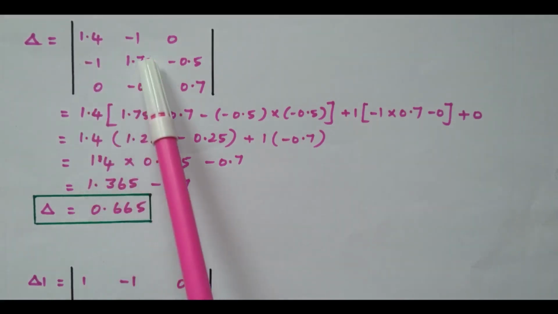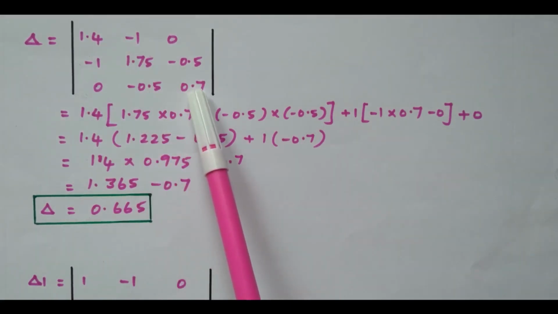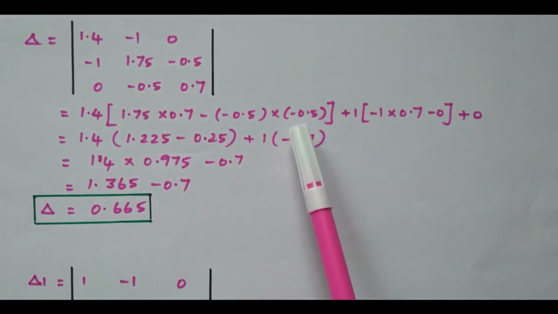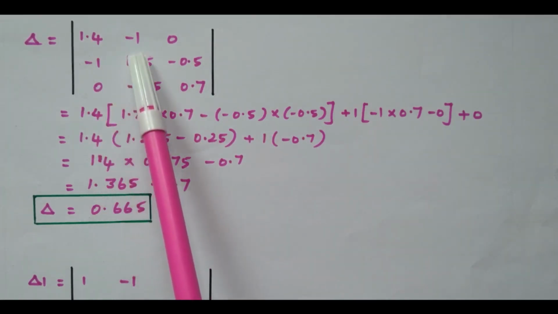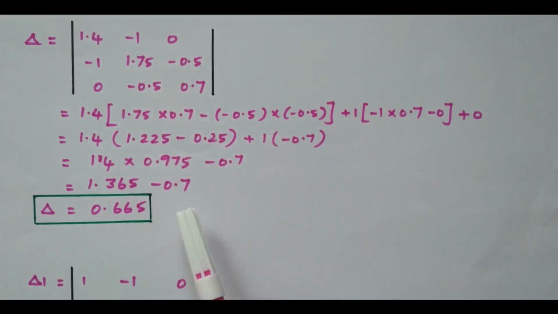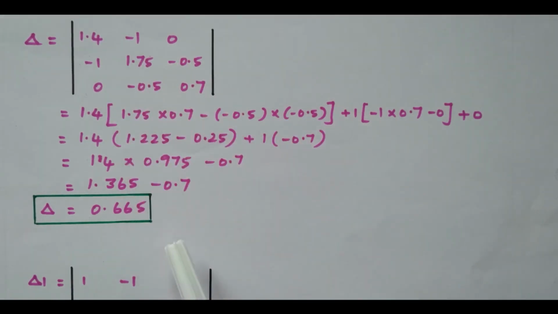Then what we need to do? We need to multiply these two: 1.75 into 0.7 minus 0.5 into minus 0.5. Already you know how to find the determinant, so you can easily find that. So 1.4 into, you have to multiply these two values minus these two values. While going to the second element, we normally will put negative, but already here negative is there, so it becomes positive.